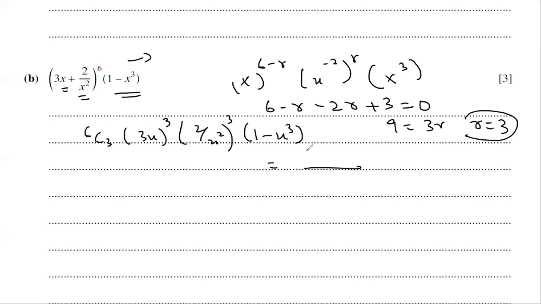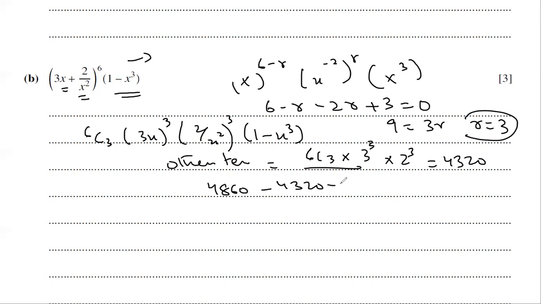Okay, so we are getting an answer: 6c3 into 3 cube into 2 cube is equals to 4320. So the first term was, this is the other term, right, that we are getting. The first term that we got was 4860. So minus 4320, we are getting 540. I hope that this is clear.